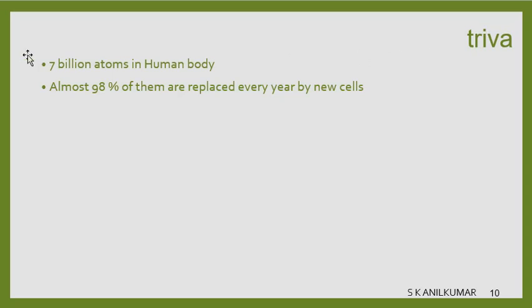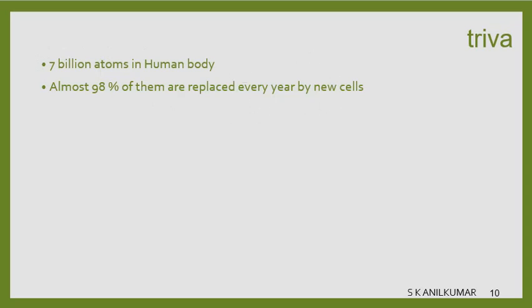Trivia. What is trivia? 7 billion atoms are there in the human body. How many zeros are there in a billion? 1 zero is 10, 2 zeros is 100, 3 zeros is 1000, then you have 10,000, 100,000, million, then you have a billion. 7 billion atoms in the human body. Almost 98% of them are replaced every year. That means we are creating almost 6 billion atoms every year in our body.